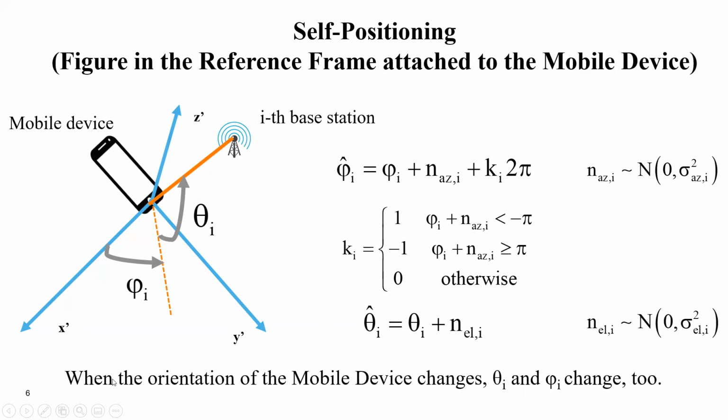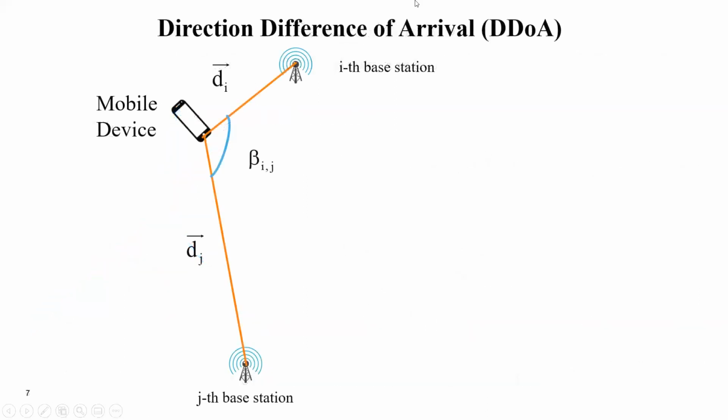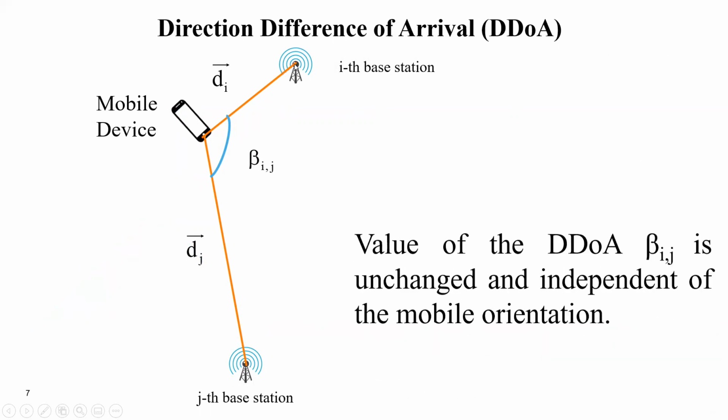We can see that when the orientation of the mobile device changes, the values of theta i and phi i change too. Therefore, it is not possible to do localization based on phi i or theta i. Therefore, we have to consider parameters that do not change when the mobile device rotates in any orientation, and it is the direction difference of arrival, or DDoA. In this figure, we can see that beta ij is the DDoA between the signal from the ith base station and the signal from the jth base station.